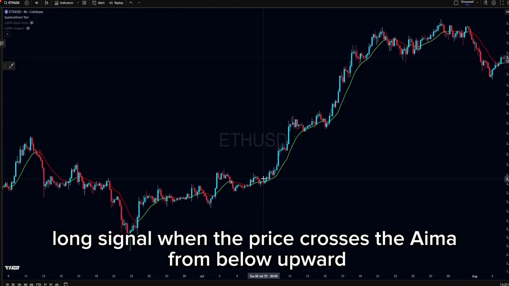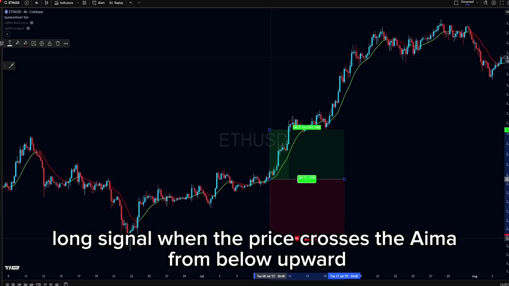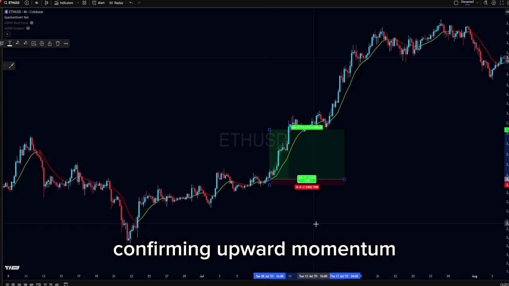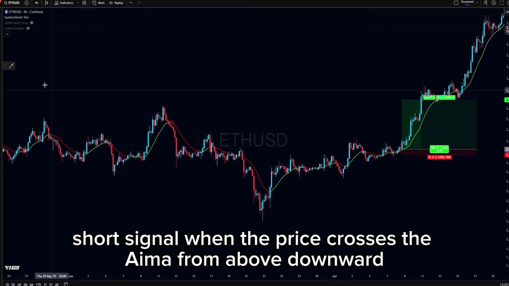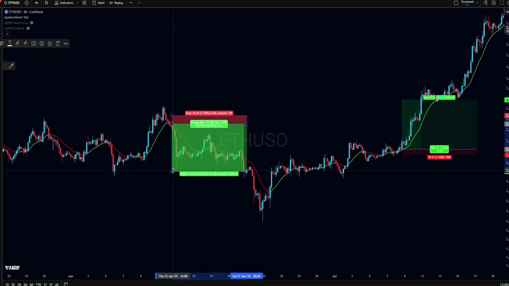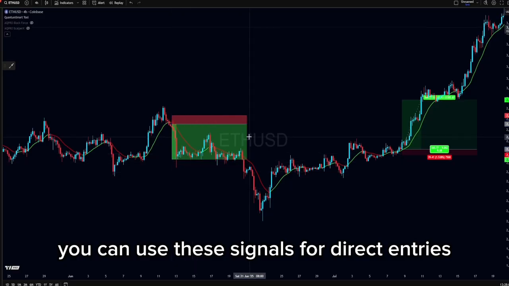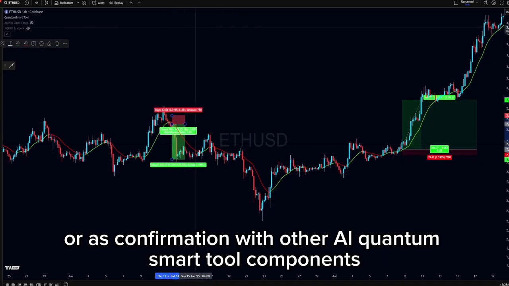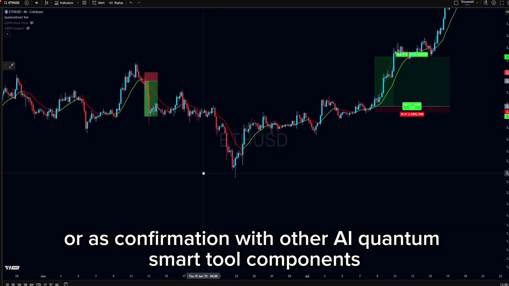Long signal, when the price crosses the AI-MA from below upward, confirming upward momentum. Short signal, when the price crosses the AI-MA from above downward, signaling a potential reversal to the downside. You can use these signals for direct entries or as confirmation with other AI Quantum Smart Tool components.